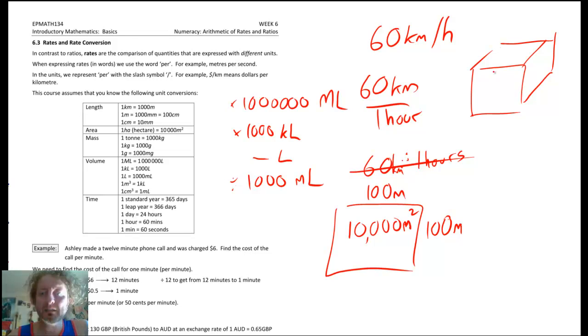In other words, 1,000 litres fits in this 1 by 1 by 1 metre cube. Another thing that's nice to know is 1 centimetre cubed is 1 mil. This tiny little centimetre cube that's 1 by 1 by 1 centimetre fits a millilitre of substance. Okay, and then the time. Hopefully we know our years, leap years and that. So anyway, let's do some examples.